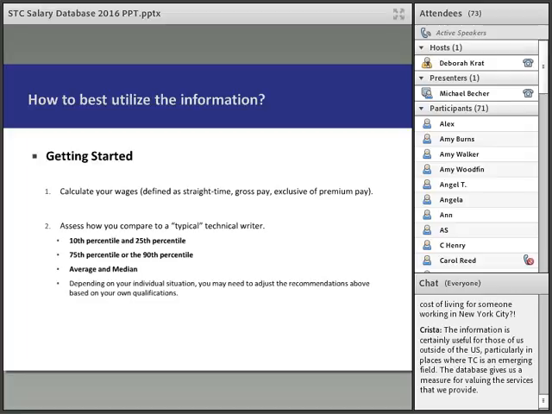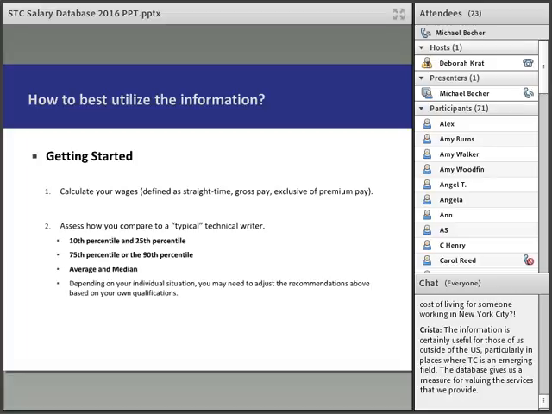So the first one is you just want to calculate your wages, and you want to do that in the same way that the BLS defines wages, which is straight time gross pay exclusive of premium pay. So if you have a great retirement account where they're matching 6 to 10% of your compensation, don't include that. It's just your straight time pay. Don't add any of those extra benefits or anything like that.